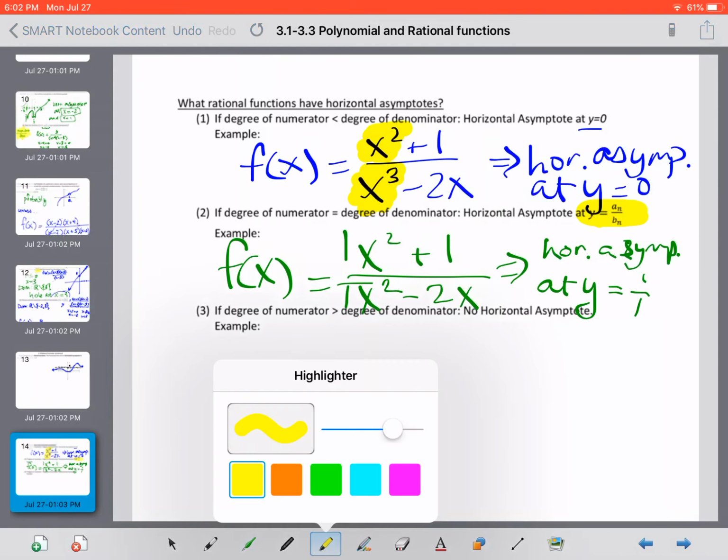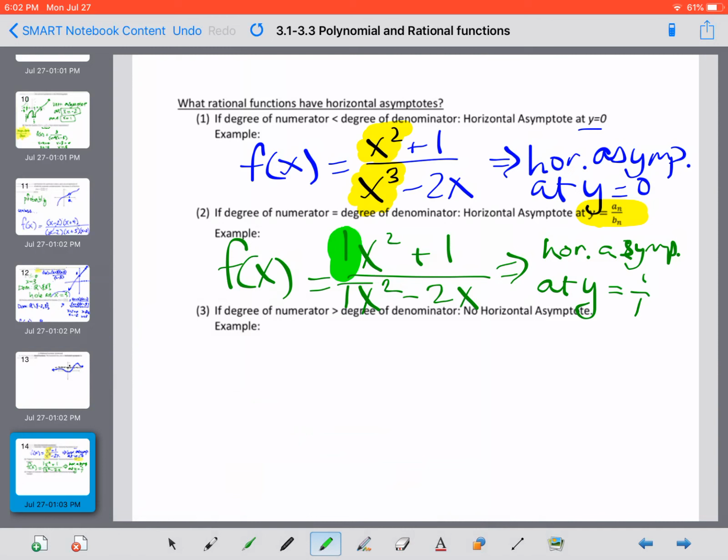In other words, just pull out that leading coefficient from the top over the bottom. 1 divided by 1 is just 1, so your horizontal asymptote will be at y equals 1. And now finally, for the third case, if the degree of the numerator is greater than the degree of the denominator, then there's no horizontal asymptote.